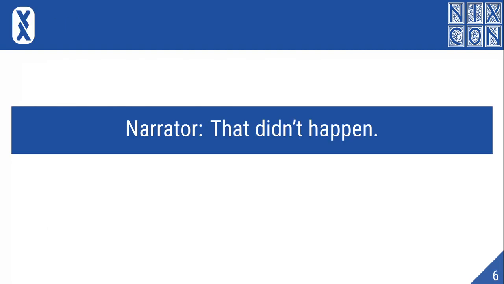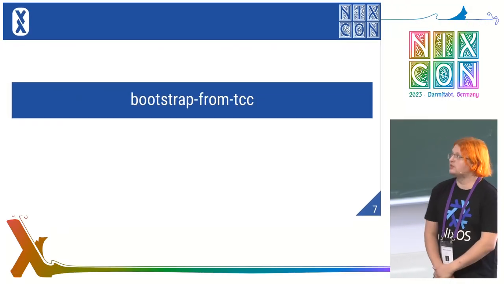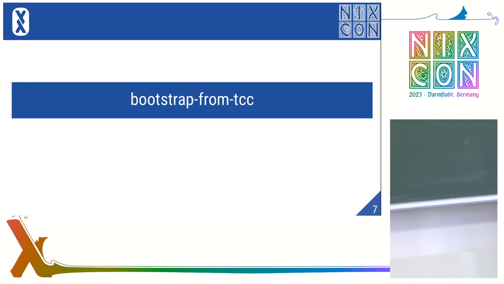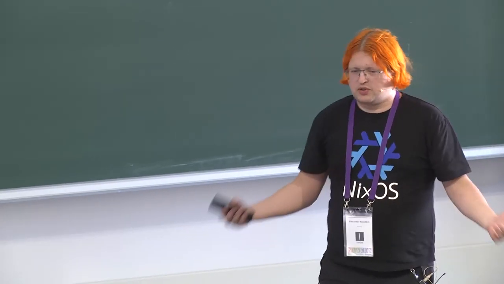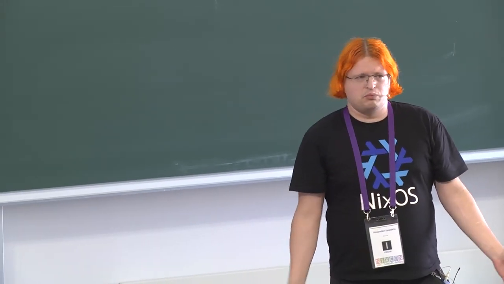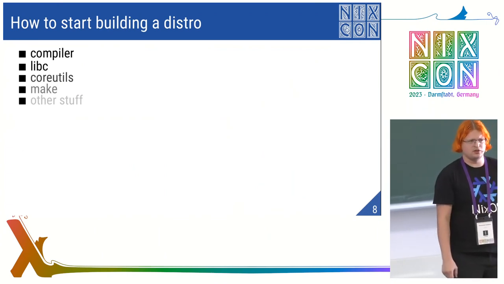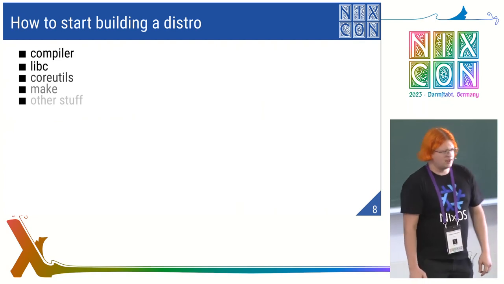That project didn't really happen, and I have a good excuse for it, and it's because I embarked on a huge side quest. That's going to be the topic of my today's presentation, Bootstrap from TCC. I had a rough idea that when you're building a distro, you have to start from somewhere. You need a compiler, you need to compile libc, and then probably coreutils or GNU make, or should GNU make come first? I wasn't sure about all of that.